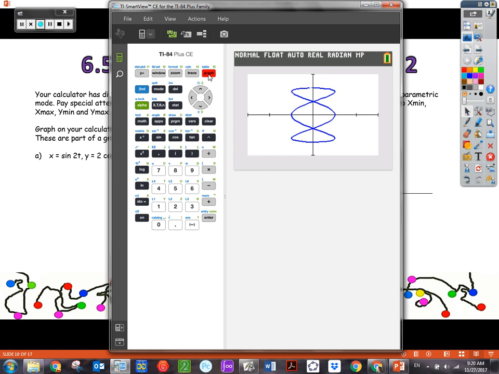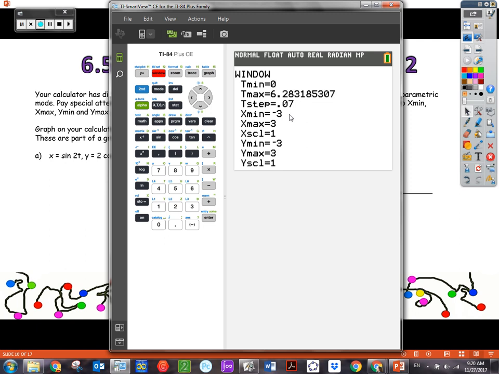Now I guess the downside of that is that if you make this t-step too large, then you won't get a good picture of the graph, right? Say you made it a 1. You only wanted 1 point for every 1. You wouldn't really get a good graph, would you?